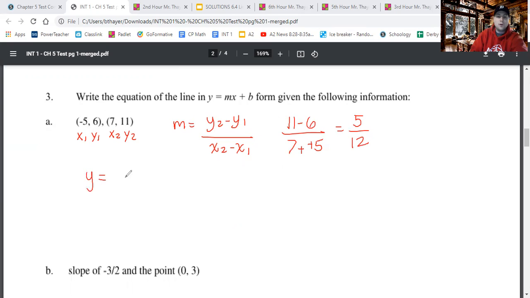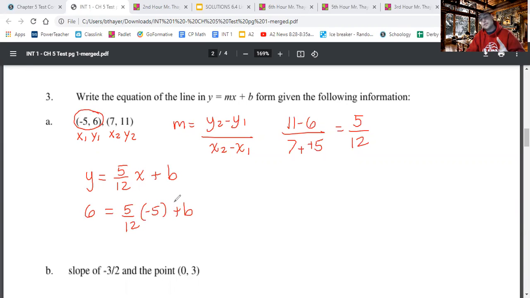Now we're going to write down what we know so far. Our slope is 5/12, and we don't know b. But taking one of these 2 points, we're going to plug it in for x and for y. So I'm just going to grab the first point. It doesn't matter which one. I'm going to put 6 in place of y. And in place of x, I'm going to put a -5. And now we're going to work our way and solve for b.